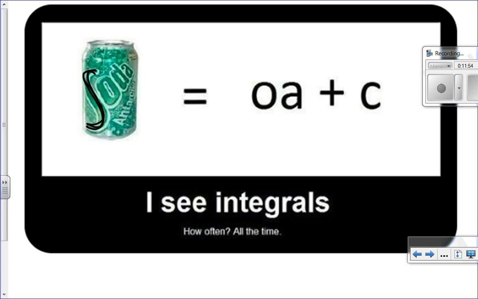So I hope this video on integration by substitution helped. The next video that I'm going to do is integration by parts.